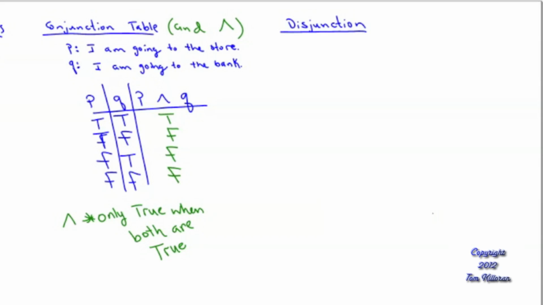What's disjunction mean? Disjunction is "or." So this would be the or table, and it's the regular old V. I'll use the same two statements: "Hun, I'm going to the store or to the bank."